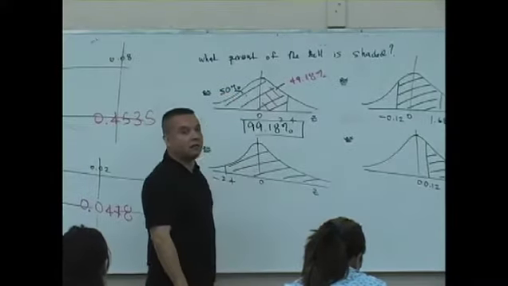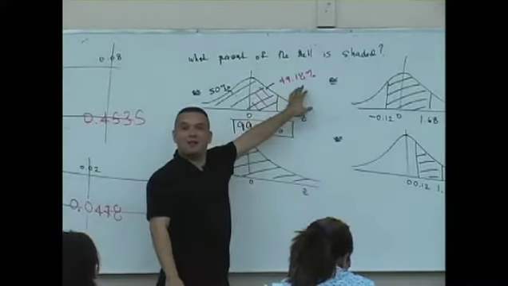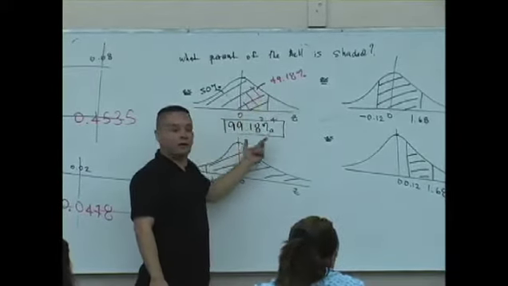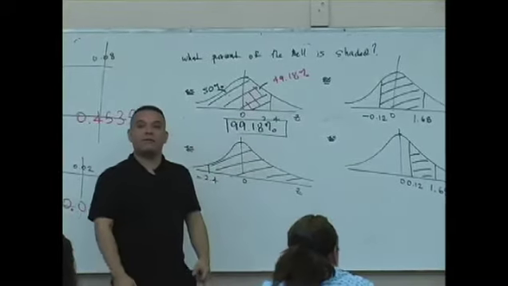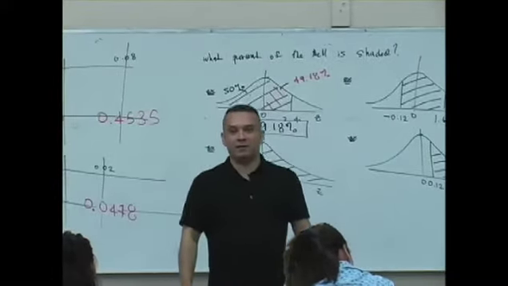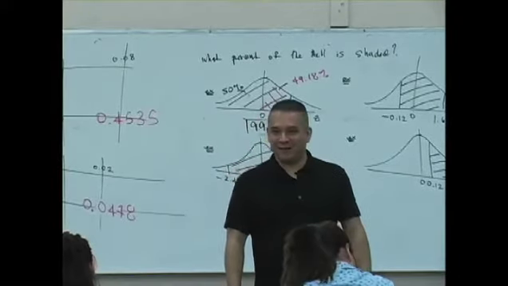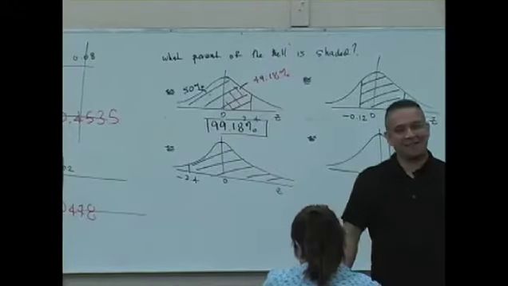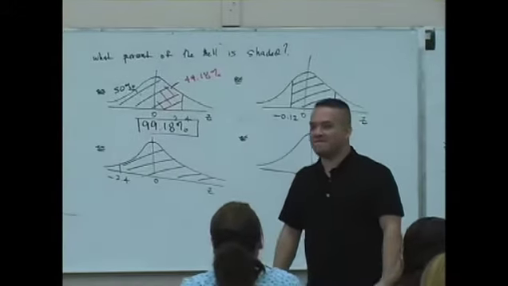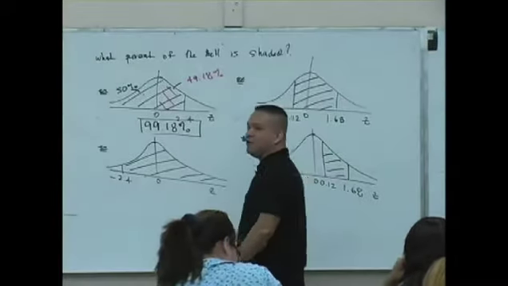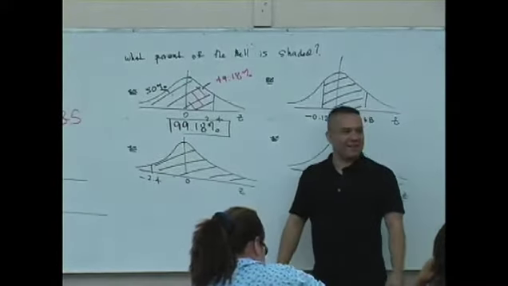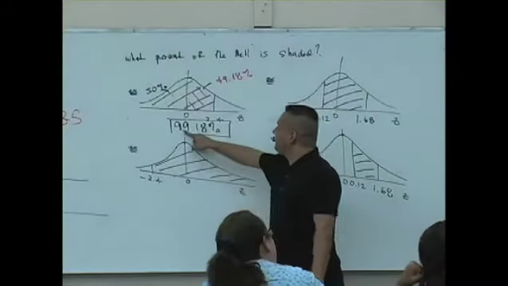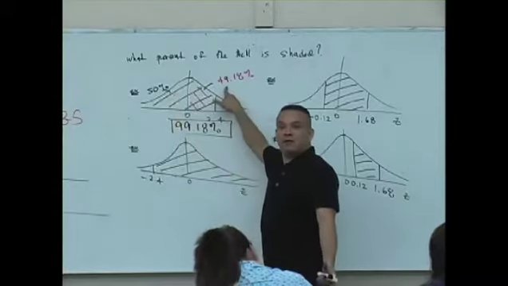$50 is in your left pocket. $49.18 is in the right pocket. What's 50 plus 49.18? 99.18. Isn't that right?